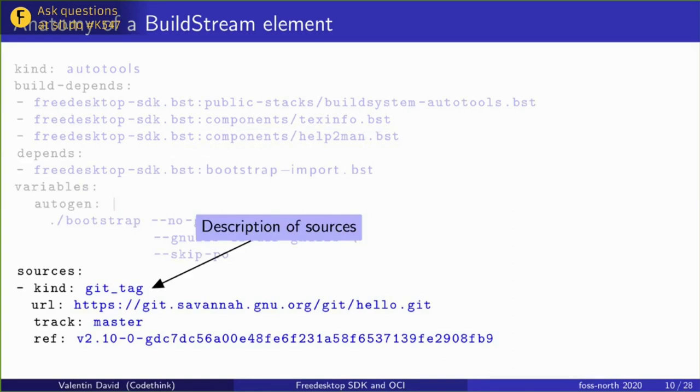All sources need to be put there. There is no network access from the build sandbox because we want reproducibility, so everything has to be declared here. And there are a lot of plugins here. It's a Git plugin. This one is a specific plugin that tracks tags. So this is how an element is written.